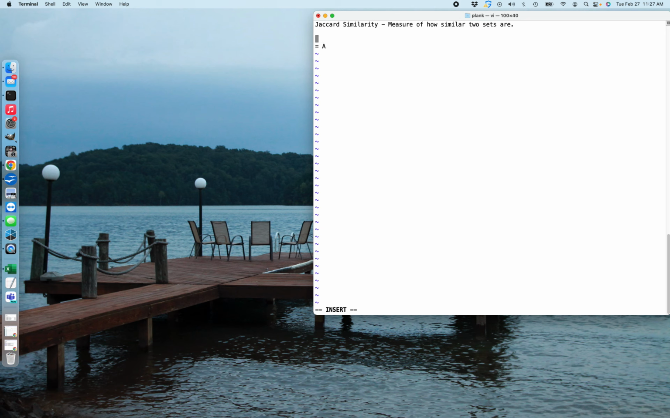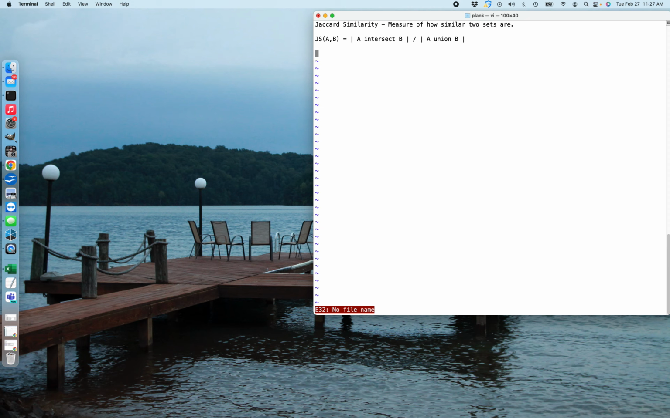So JS of A and B, where A and B are two sets, is equal to, and I'm going to write it out, the cardinality of A intersect B over the cardinality of A union B. I mean, it's hard to come up with a simpler definition than that, and one that would seem like it makes more sense. So now let's think about examples of Jaccard similarity.